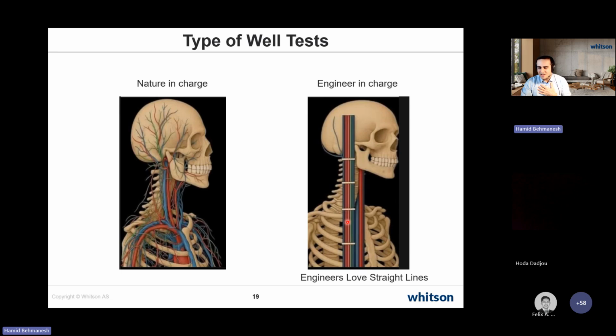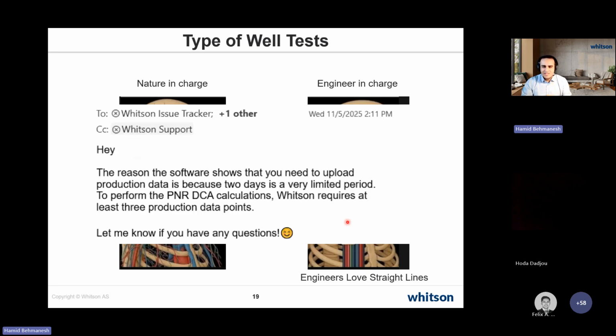Simply because engineers love a straight line. And if you don't believe me, this is one of the support tickets that we received. The engineer was complaining why he cannot draw a straight line between 2 points in the PNR DCA, and I'm sorry to disappoint him that we need at least 3 data points so we can run PNR DCA on this well. So that's why a straight line analysis is very favorable to us, and we're going to focus on that a lot.